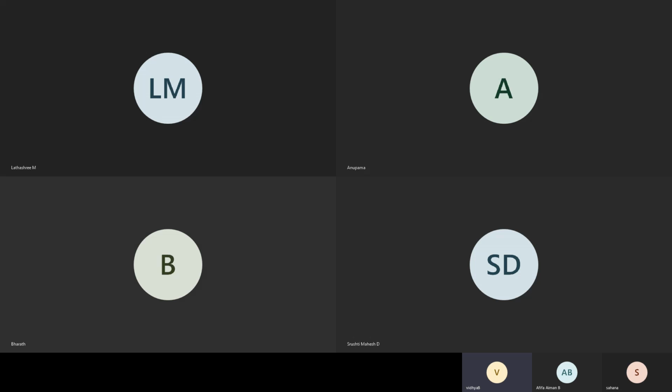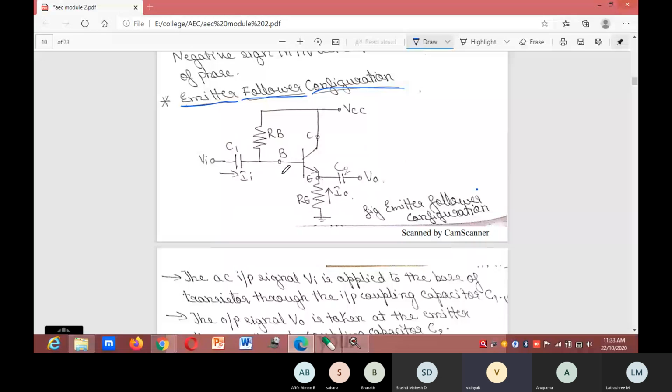In the last class we discussed the common emitter configuration with a fixed bias and also voltage divider bias. Today we shall discuss the emitter follower configuration and also another topic. The emitter follower configuration: this is the circuit.